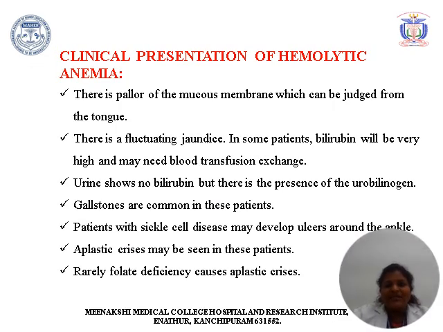What are the clinical presentations of hemolytic anemia? There is pallor of the mucous membrane, which can be judged from the tongue. There is fluctuating jaundice. In some patients, bilirubin will be very high and may need exchange transfusion. Urine shows no bilirubin, but there is presence of urobilinogen. Gallstones are common in these patients.